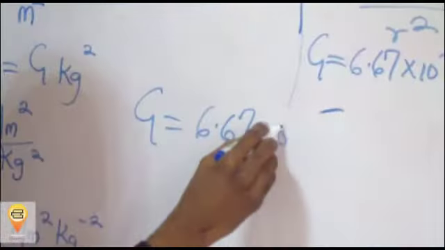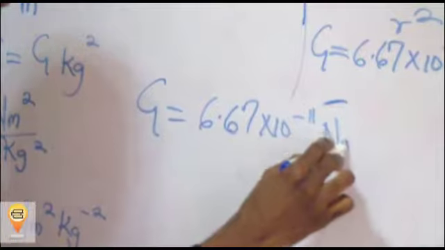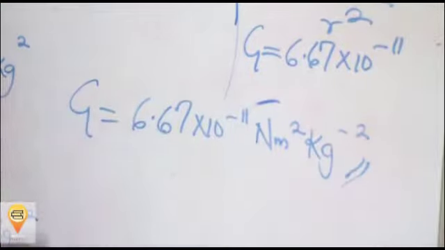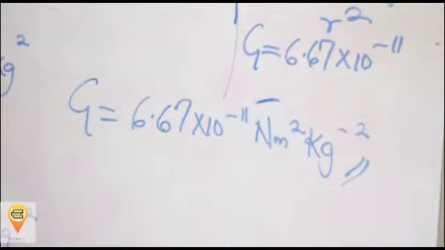So therefore we say that our gravitational constant is equal to 6.67 times 10 raised to the power minus 11 Nm squared kg raised to the power minus 2. So that's the unit of our gravitational constant.